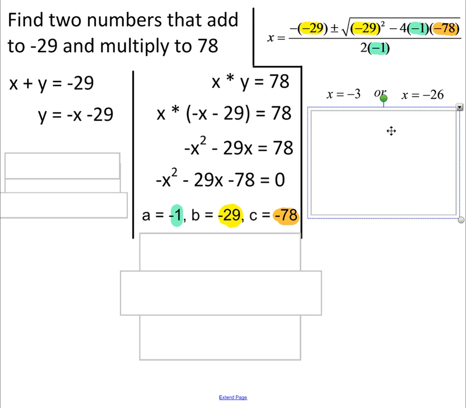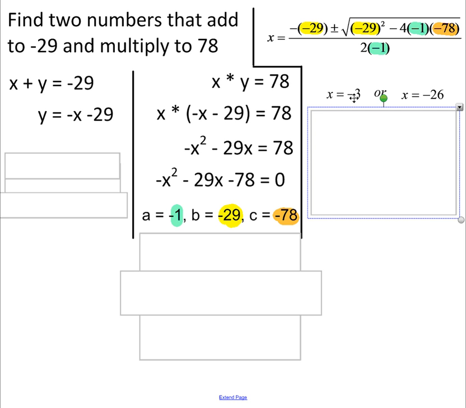Now, in the context of this problem, we want to make sure that these answers make sense. If we look at x being negative 26 in our equation over here on the left, then negative 26 plus what equals negative 29? Well, negative 3. So y would have to be negative 3 if x was negative 26. And if you tried using x equals negative 3, then y would have to equal negative 26. So in the context of this problem, these two solutions are actually the two numbers that we're looking for. Let's go ahead and check that in the other equation.